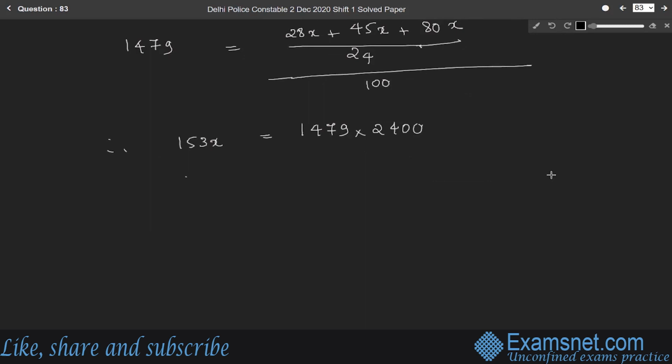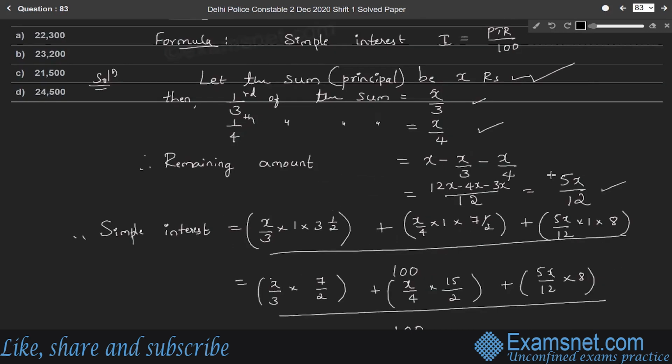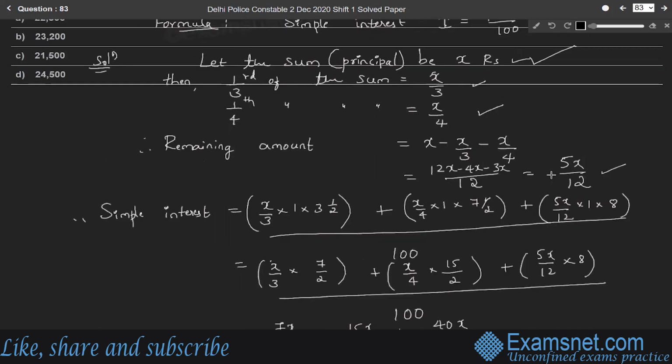Right? Therefore, x is equal to 1479 into 2400 divided by 153. So after simplification, we will get 23,200. So what is x here? The sum amount, that is the principal amount. According to our assumption, the sum be x rupees, which is 23,200. Therefore, option B is the right answer.